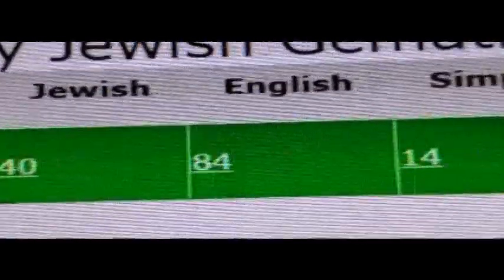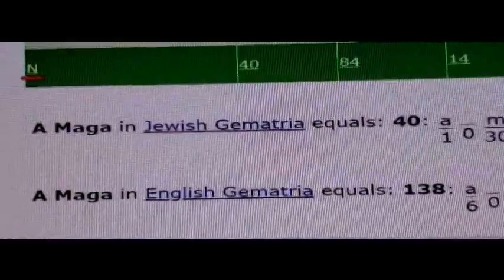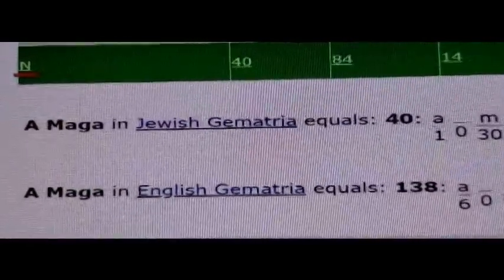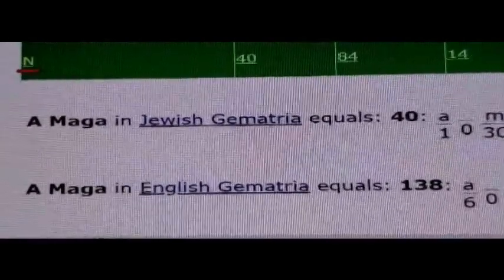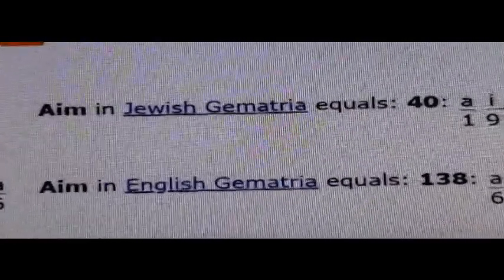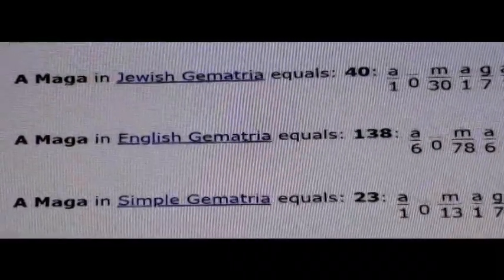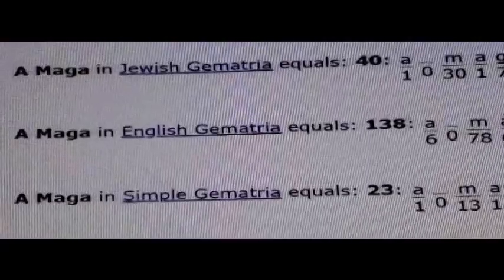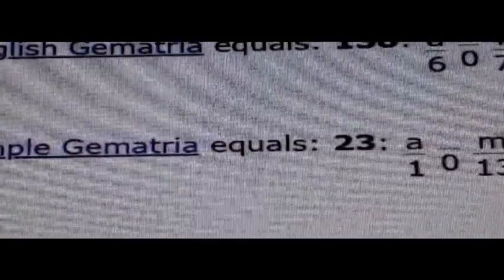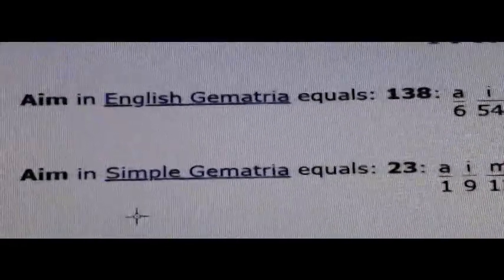So I'm looking at the letter N, 40, 84, 14. Amaga. So Amaga in Jewish gematria is 40, English gematria is 138, and AIM also has the same numbers. God, I wonder if we're going to be a target. Oops, I didn't show the bottom half there. So Amaga in simple gematria is 23. And when you add that up, it's 5. 2 plus 3 is 5.